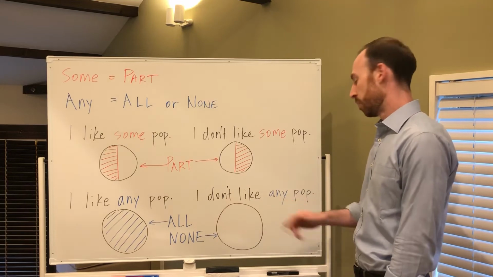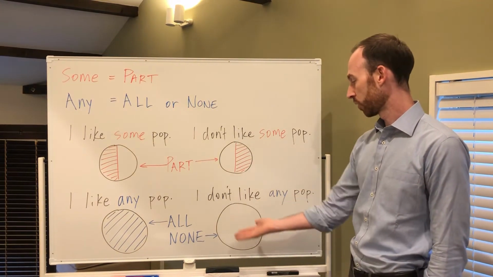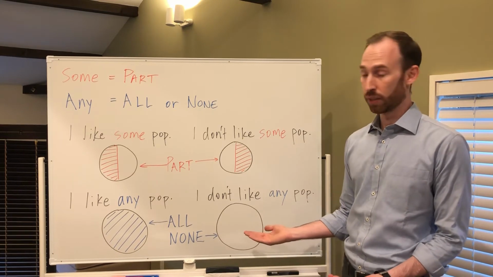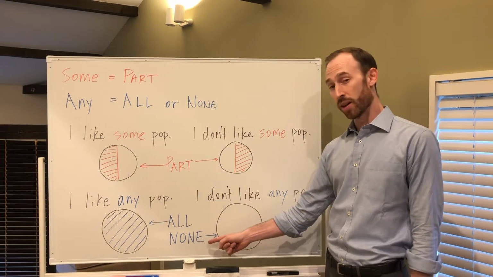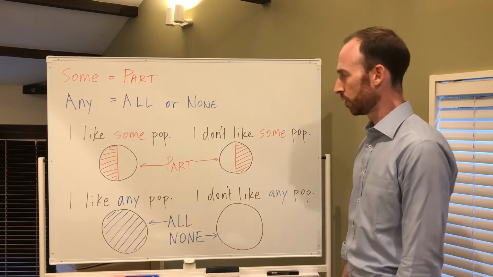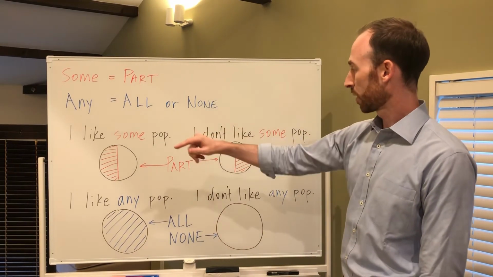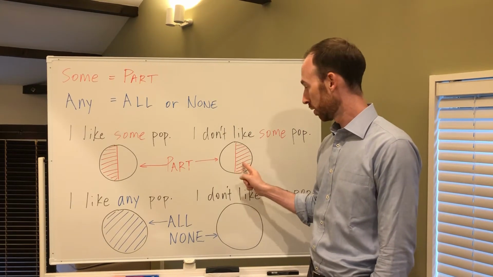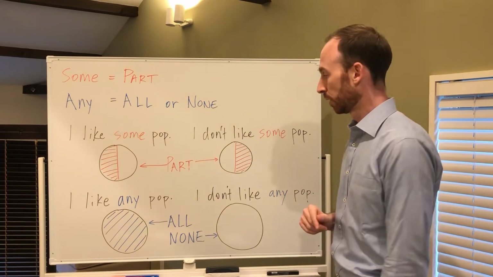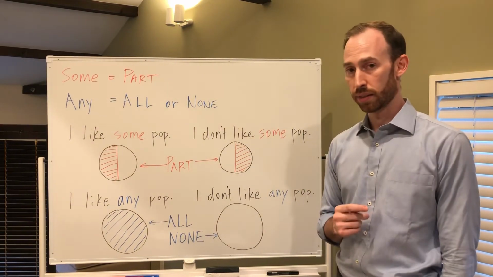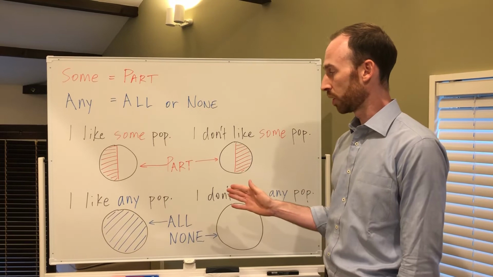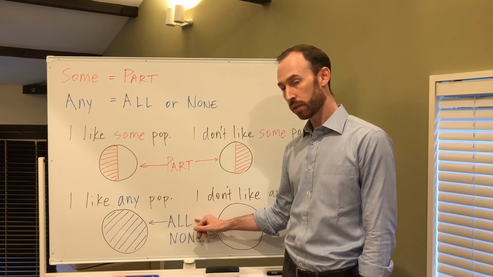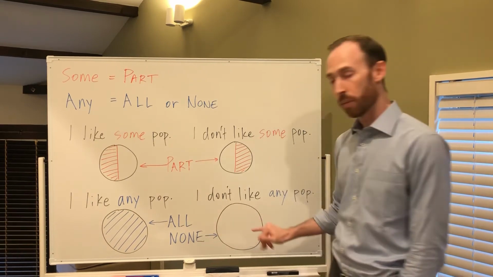I don't like any pop. Okay, so here's all the pop in the world. You can see I haven't selected any of it because I'm talking about none in this case. So when we use some in a sentence, we're referencing only part of all the possibilities. But if we use any in a sentence, we're going to be talking about either this case, all the possibilities, or this case, none of the possibilities.